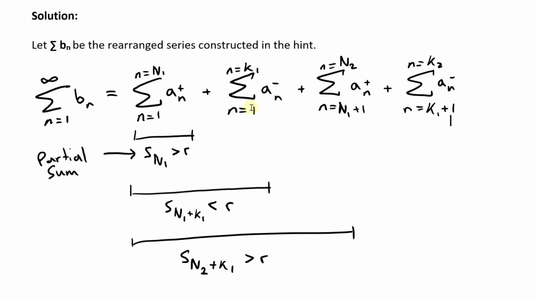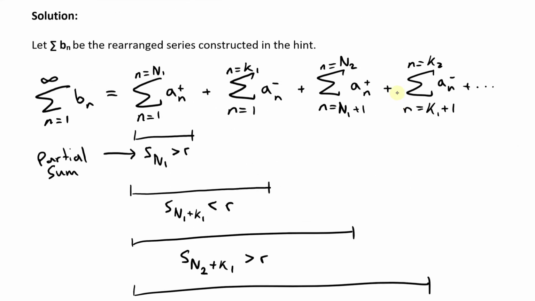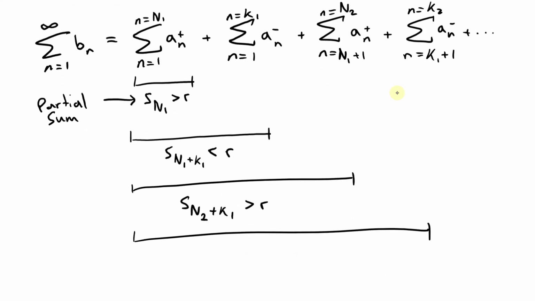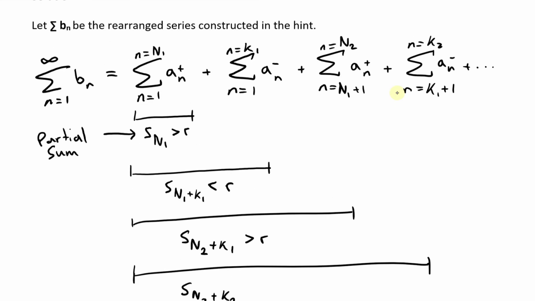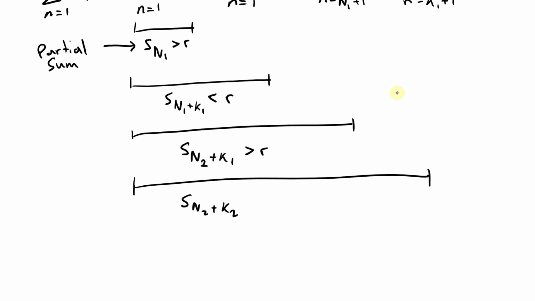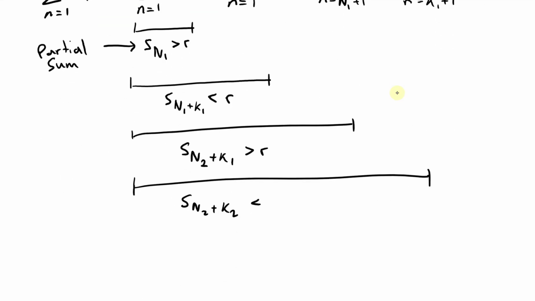So we can even have 1,000 zeros before we get one that's negative in this sequence, because we're dealing with infinite terms. So plus dot dot dot. And likewise, let's write this entire one here, all the way to K2. So that's going to be S N2 plus K2. So it needs to add up all of the positive and all of the negative terms, and it goes all the way to K2. And this one's going to be less than r, the cumulative sum. Fascinating stuff, and it keeps going on and on.